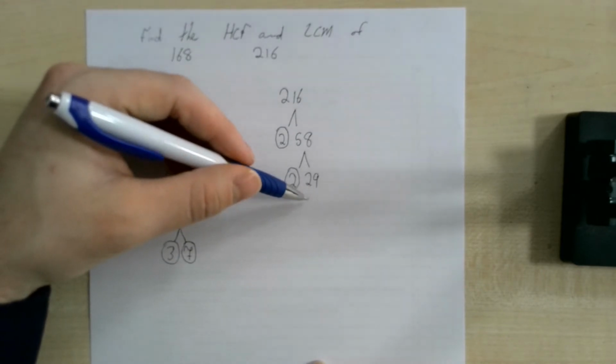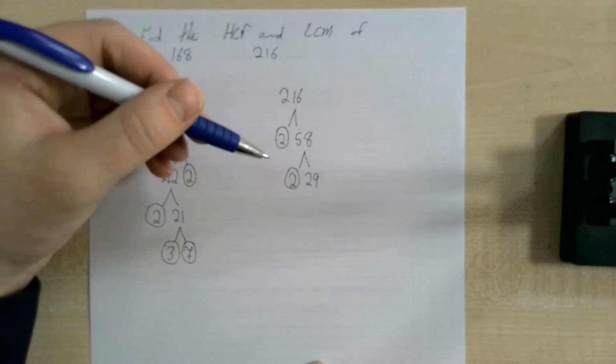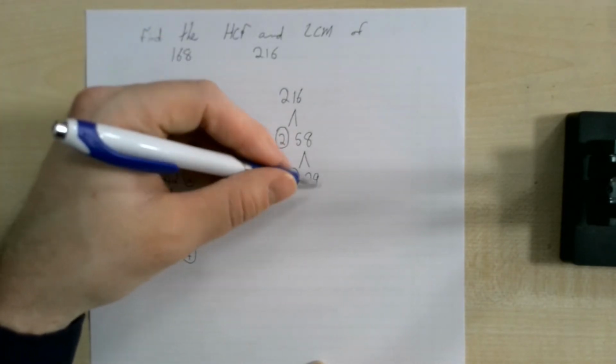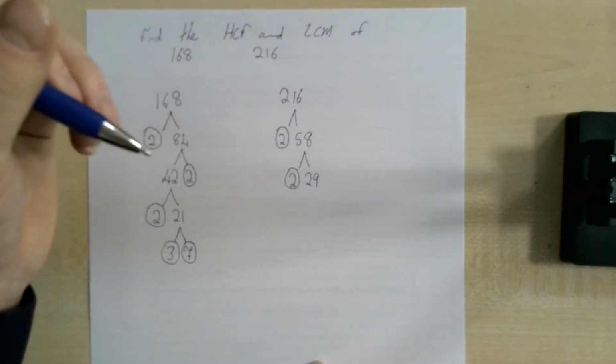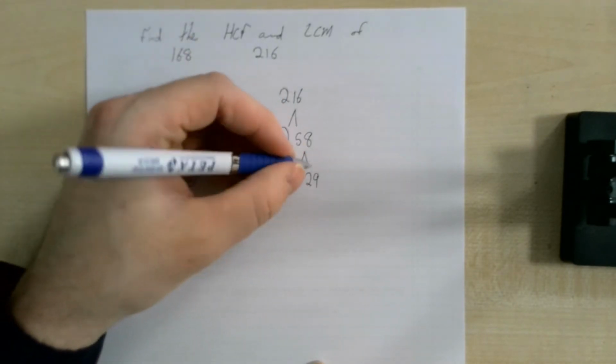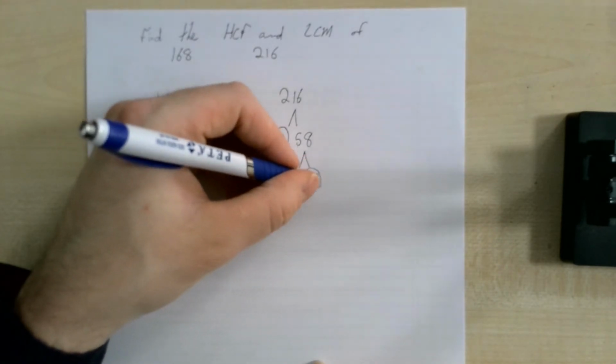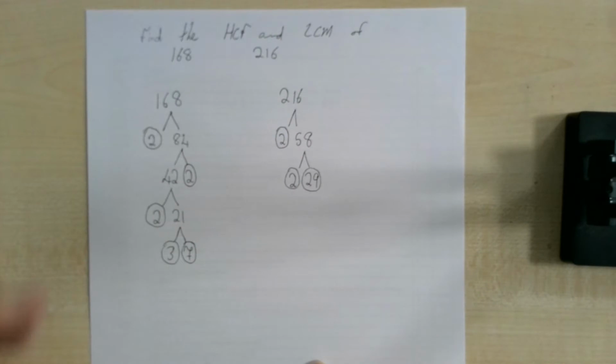29, I can't divide this by 2 and get a whole number, so I'll try the next smallest prime number, which is 3. 3 doesn't divide evenly into it either, so I'll try the next. 5, that obviously doesn't. 7 doesn't either, so what we've got here is actually another prime number, so we'll circle the 29. And that is two numbers factorised.